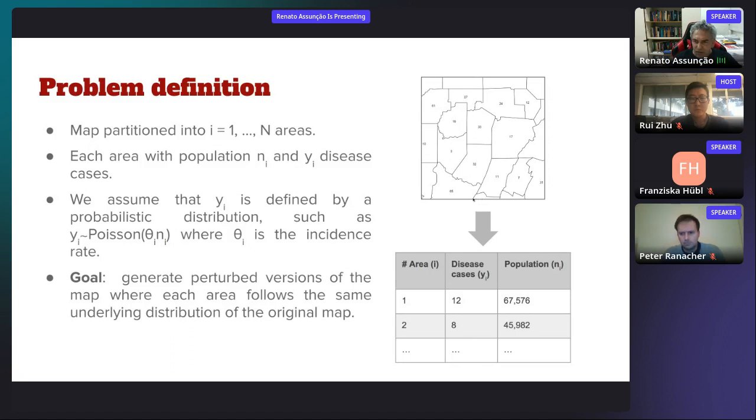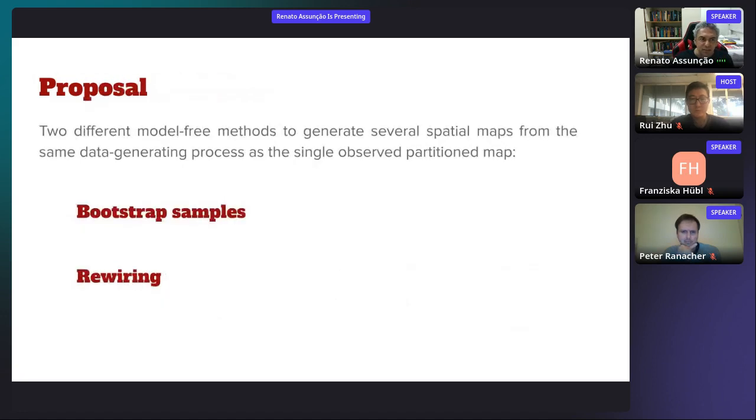There are several algorithms to do that, but our goal here is to provide examples that help evaluate these algorithms. We do this by generating perturbed versions of the map where each area follows the same underlying distribution as the original map. Not only each area, but the entire map retains the same spatial pattern. We have two different model-free methods to generate these several spatial maps from the data generating process. One of the methods is the bootstrap samples, and the other is the rewiring samples.